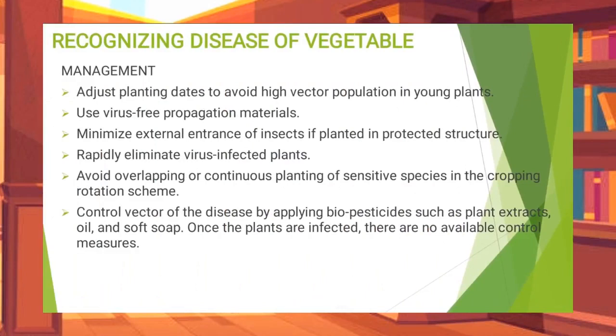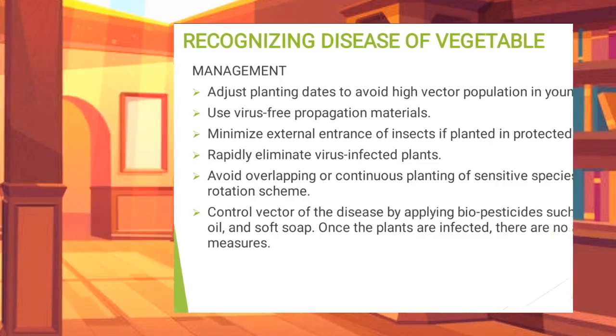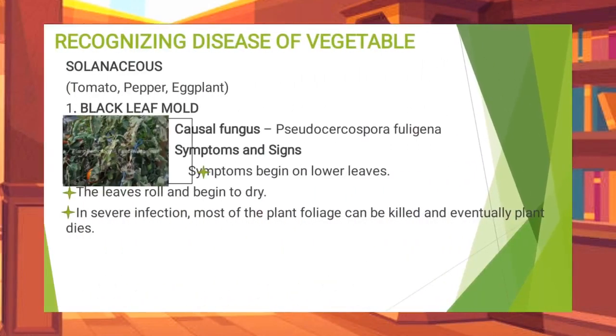Adjust planting dates to avoid high vector population in young plants. Use virus-free propagation material. Avoid overlapping or continuous planting of sensitive species in the cropping rotation. Dito po ta sa solanaceous. Dito tomato, pepper, and eggplant.